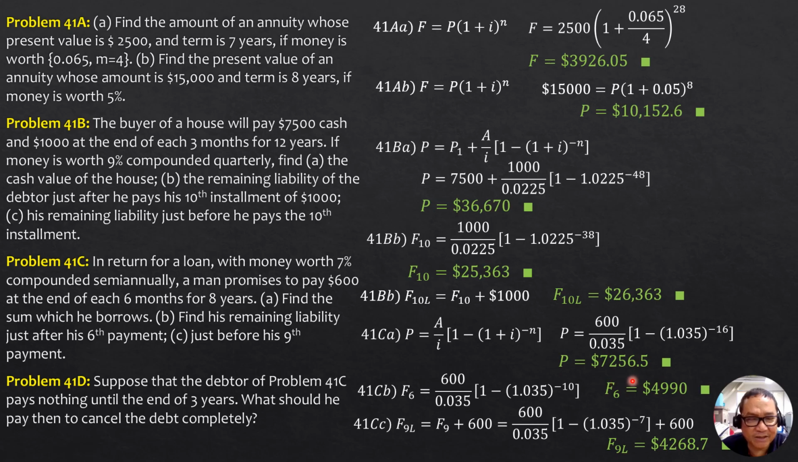So it is 7,256.5 times quantity 1 plus I, 0.035, raised to 6, where 6 is 2 times 3. So F in 3 years is 7,256.5, this is the present worth, and quantity 1.035 raised to 6. So F3Y is $8,920. So that's it for this video.